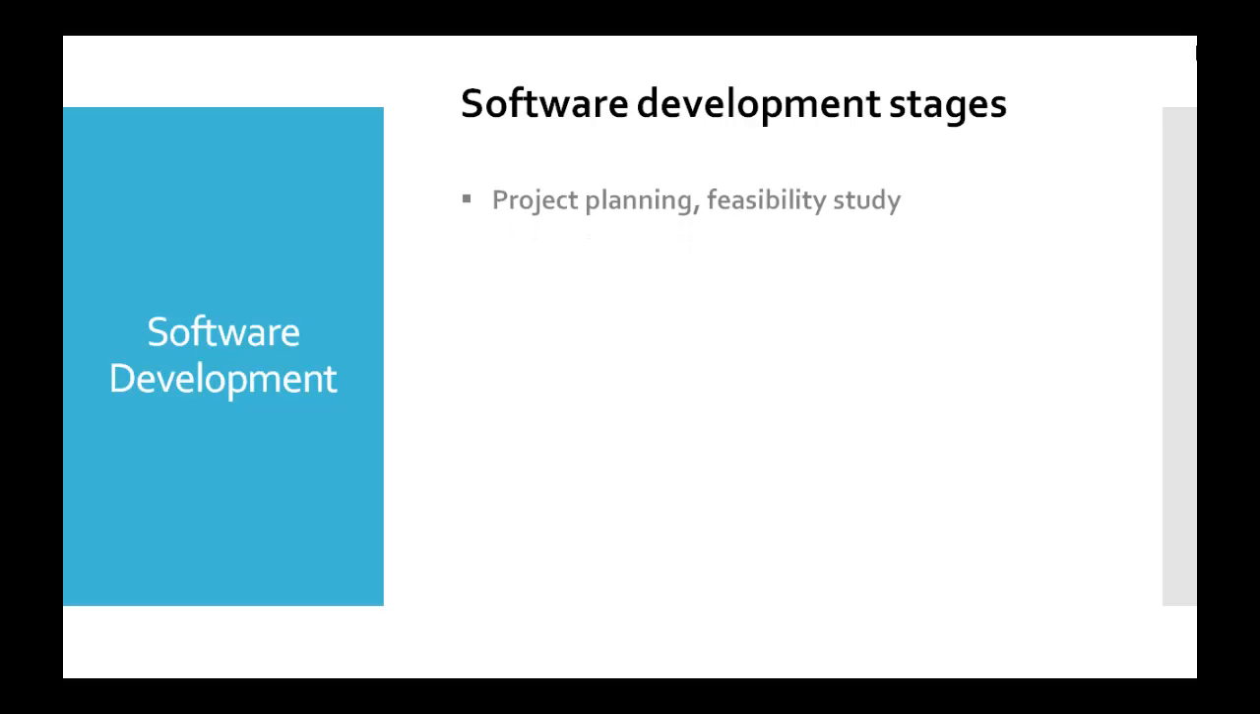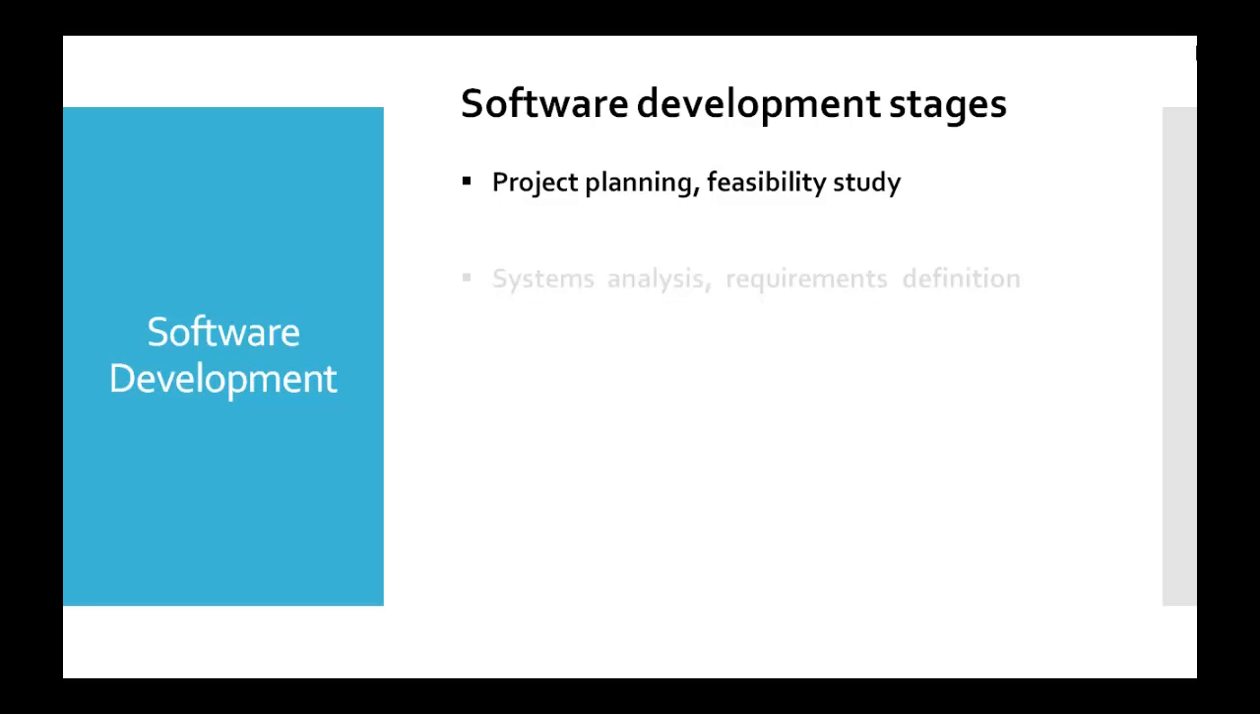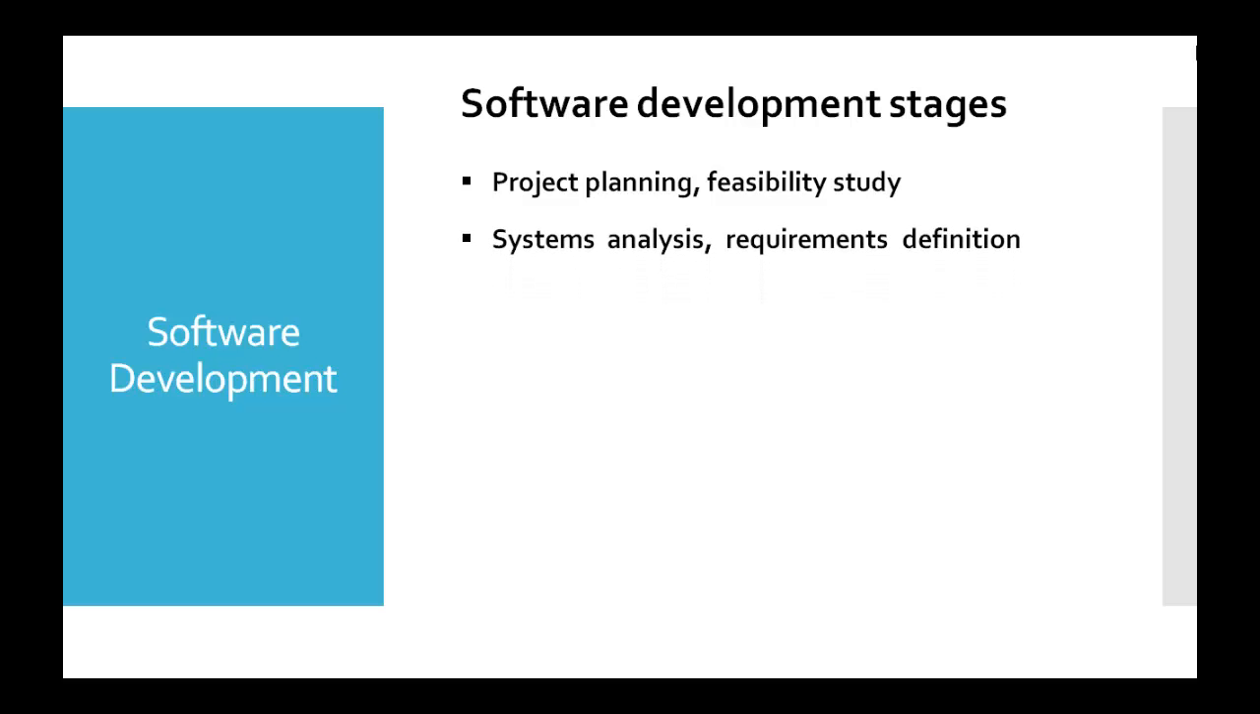Let's remember what are the main stages in the process of developing software. The first phase is project planning. This phase establishes a high-level view of the intended project and determines its goals. Next phase is systems analysis and requirements definition. This phase refines project goals into defined functions and operation of the intended application. It also analyzes end-user information needs.